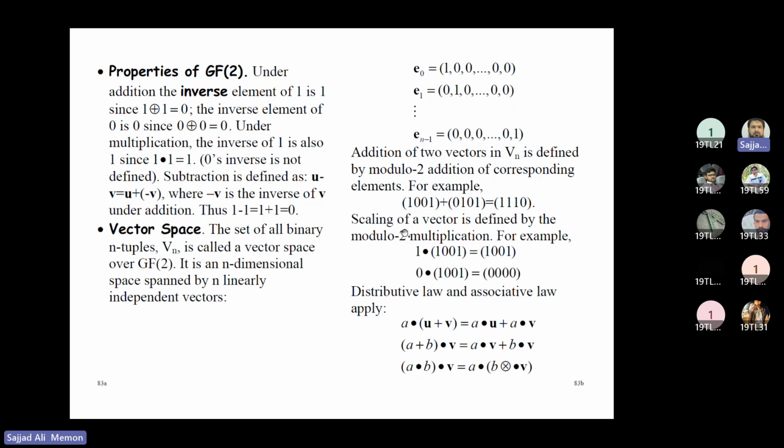Scaling of a vector is defined by modulo 2 multiplication. For example, 1 multiplied with 1001, the output remains the same. If 0 is multiplied with the 1001 input, then the output will be all zeros. So when you multiply with 1, the output remains the same, and when you multiply with 0, the output changes to all zeros. It also has distributive law and associative law properties.